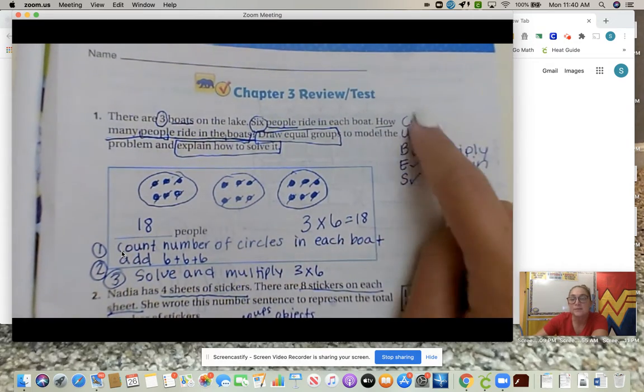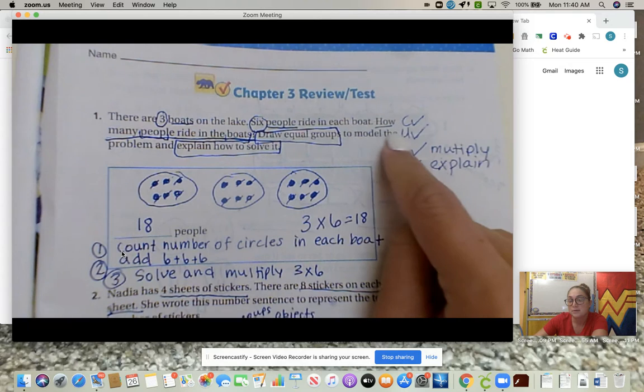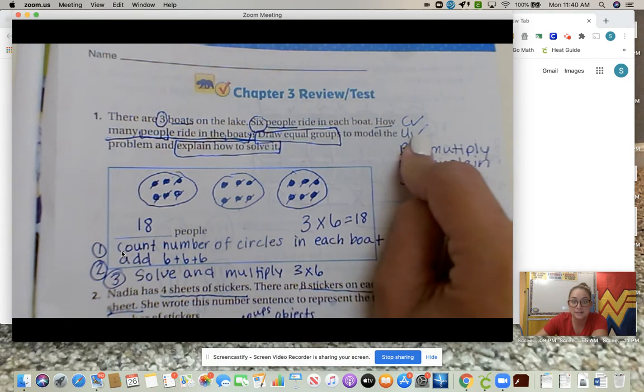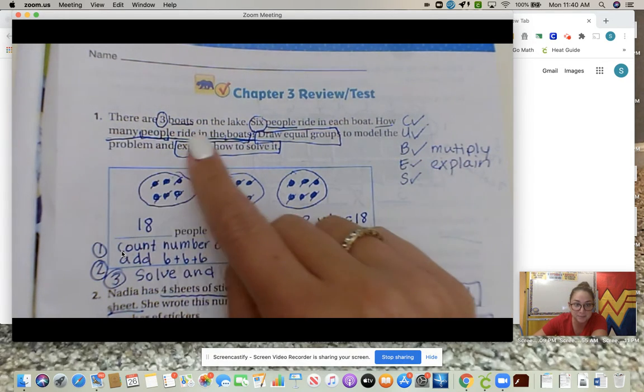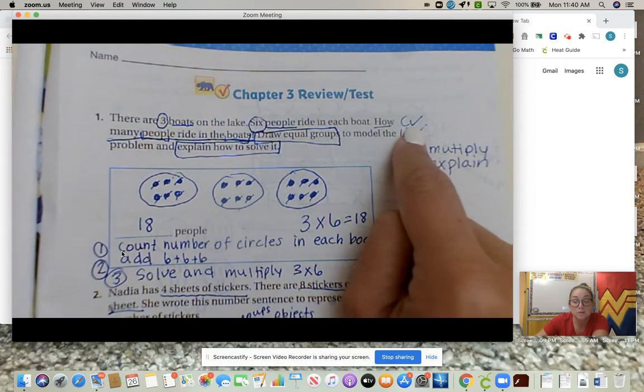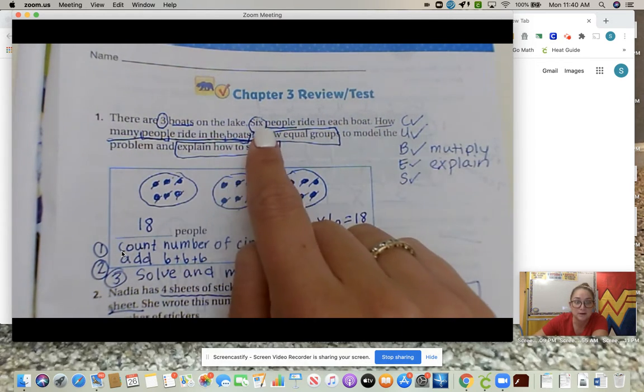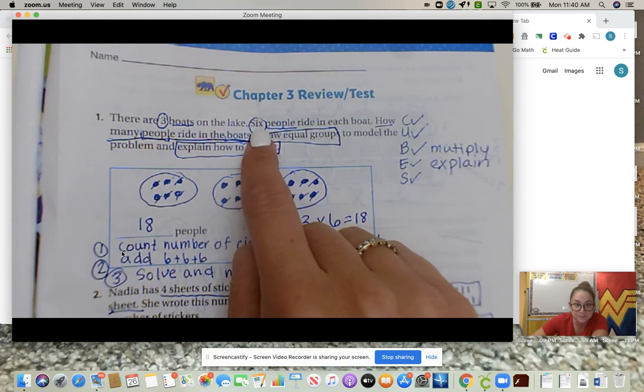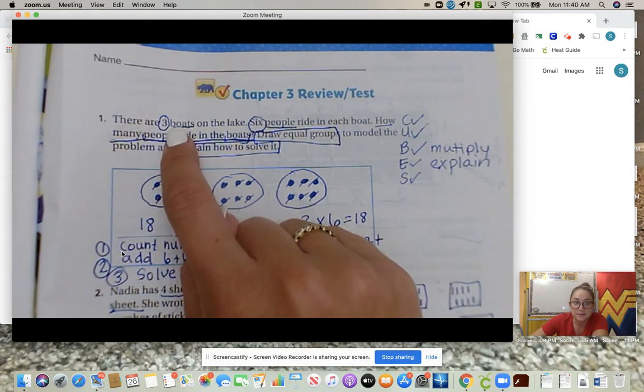Okay, so we have cubes on the side. We want to underline the question first always. Our question actually is how many people ride in the boats? We're looking at people and boats. So we want to circle our key numbers. Well, there are the people, 6, and boats, 3.